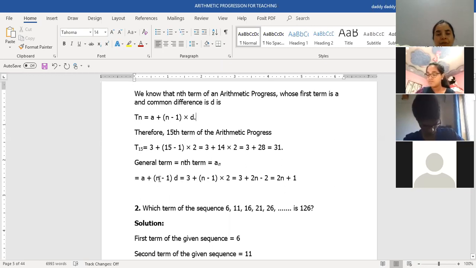So after putting values of a and d and calculating 3 plus n minus 1 into 2, this 2 will get multiplied with both the terms inside the bracket, distributive property of multiplication over subtraction. So finally you will get 3 plus 2n minus 2, and 3 minus 2 is nothing but 1. So this is the general term.